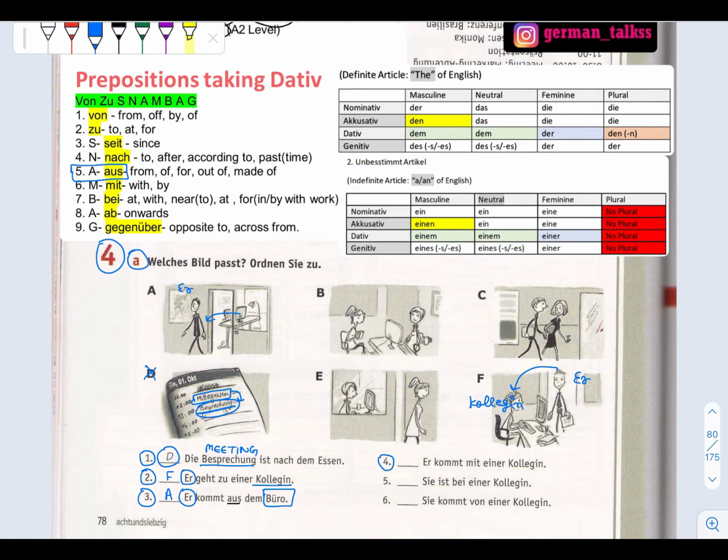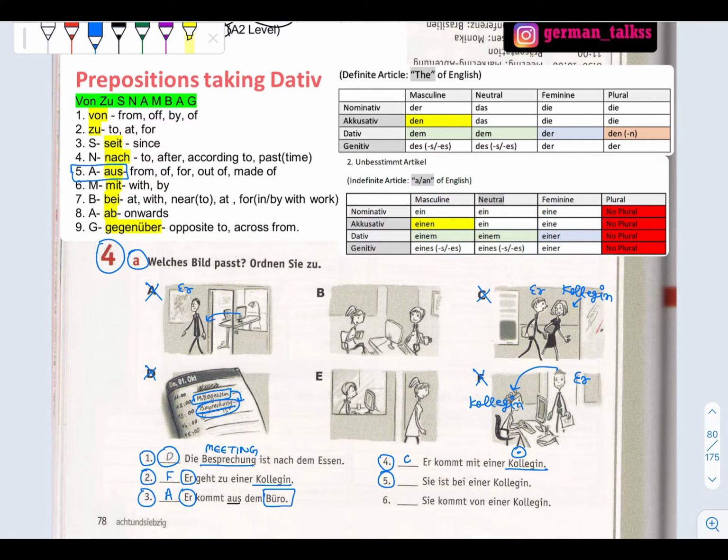A. 4. Er kommt mit einer Kollegin. He comes with a colleague and that is a female colleague. So the answer for 4 can be C. Er kommt mit einer Kollegin. Once we did F, C, done.